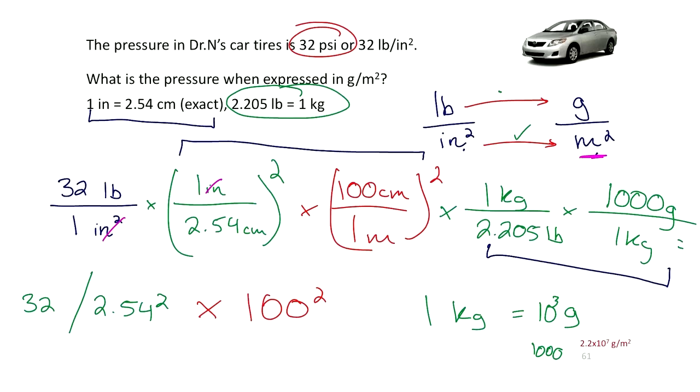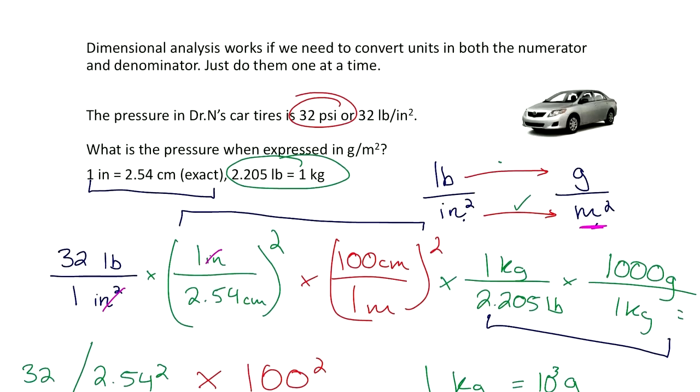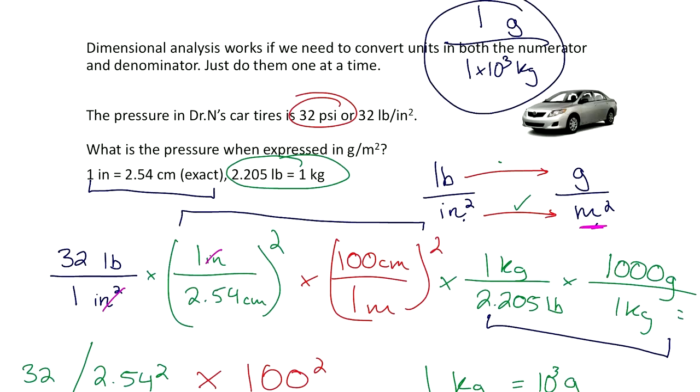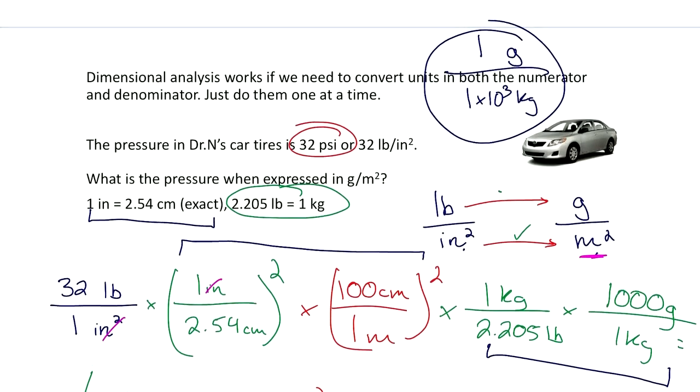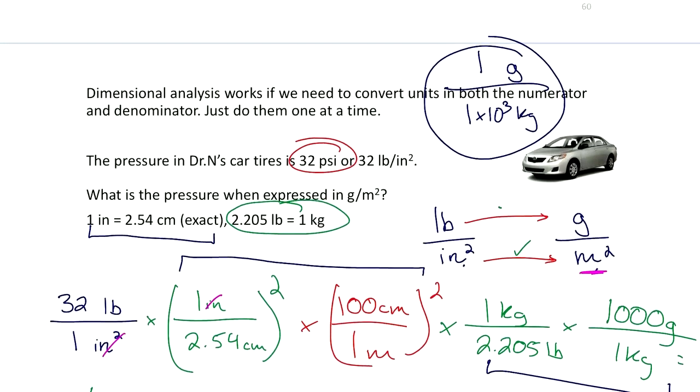Okay, so you're saying you want to do 1 gram on the top, and then you want to put 1 times 10 to the 3 kilograms on the bottom. You tell me. If you put that into the calculator as your last step, you will not get the same answer I have in the corner, all right? But here, I want you to think about this logically.